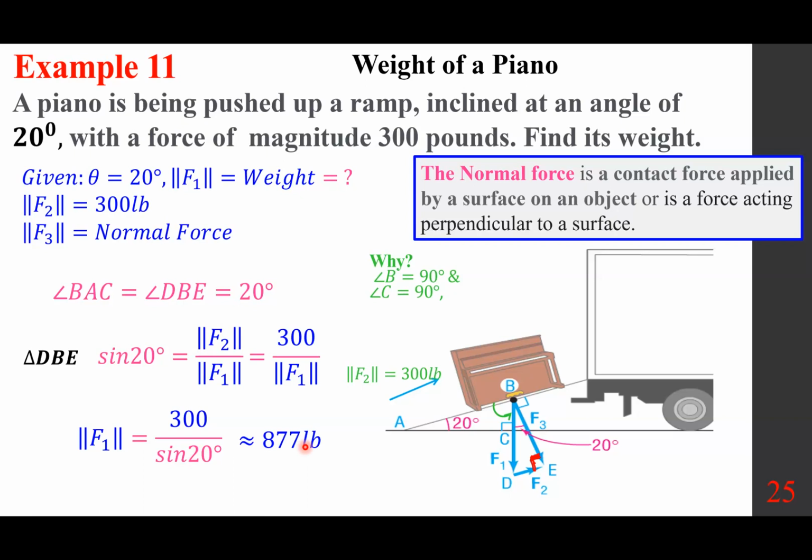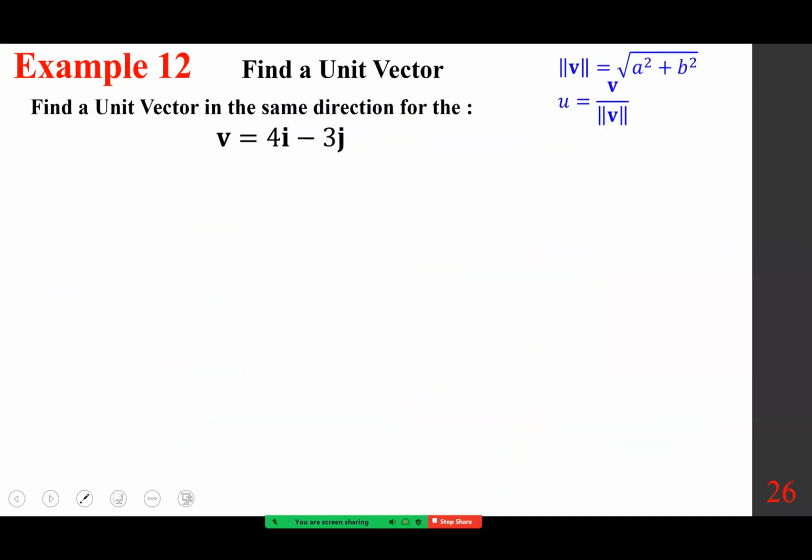In some cases, they give you the setup, the drawing. In some cases, they don't. Then you have to be able to come up with the drawing on your own. Again, reminding you of a unit vector. A vector has a magnitude of square root of a squared plus b squared. A unit vector is the vector in the same direction with the magnitude of 1, so you divide by its size.